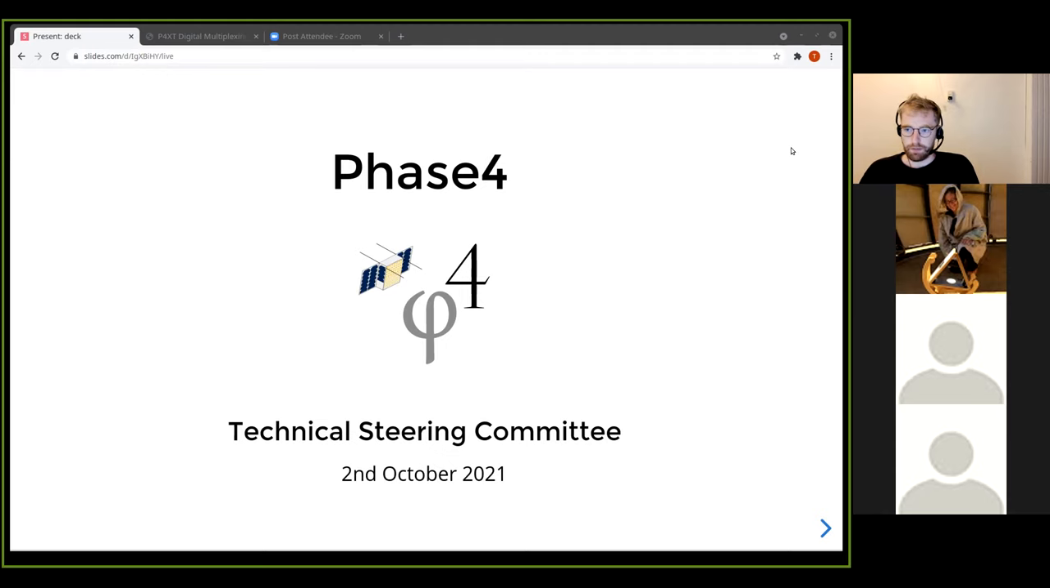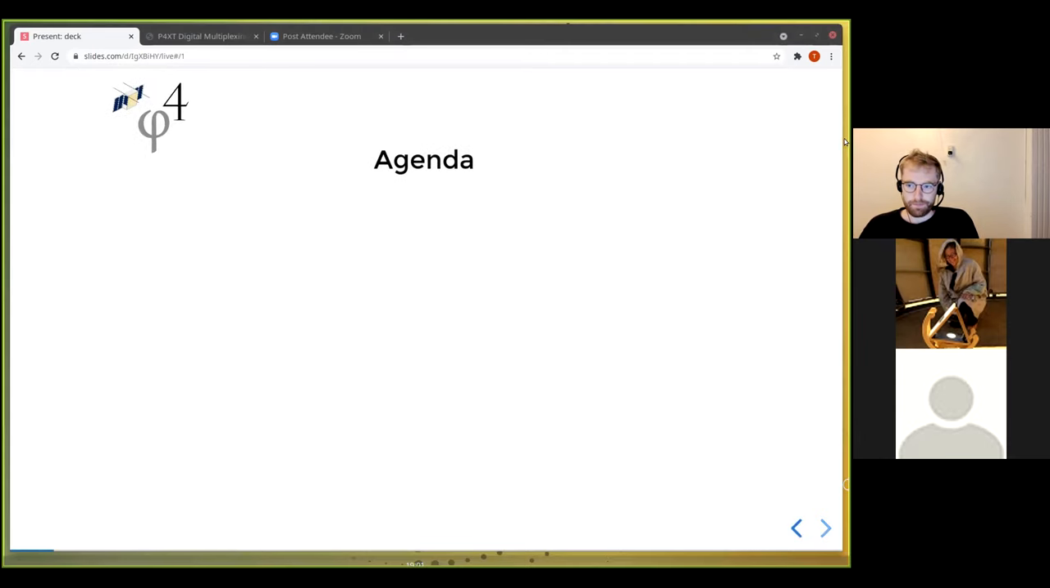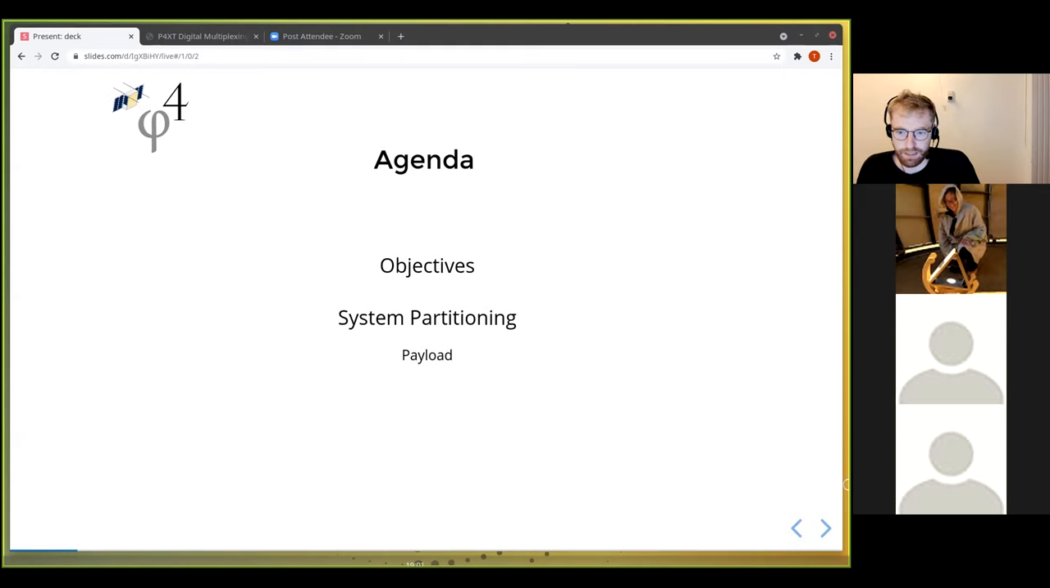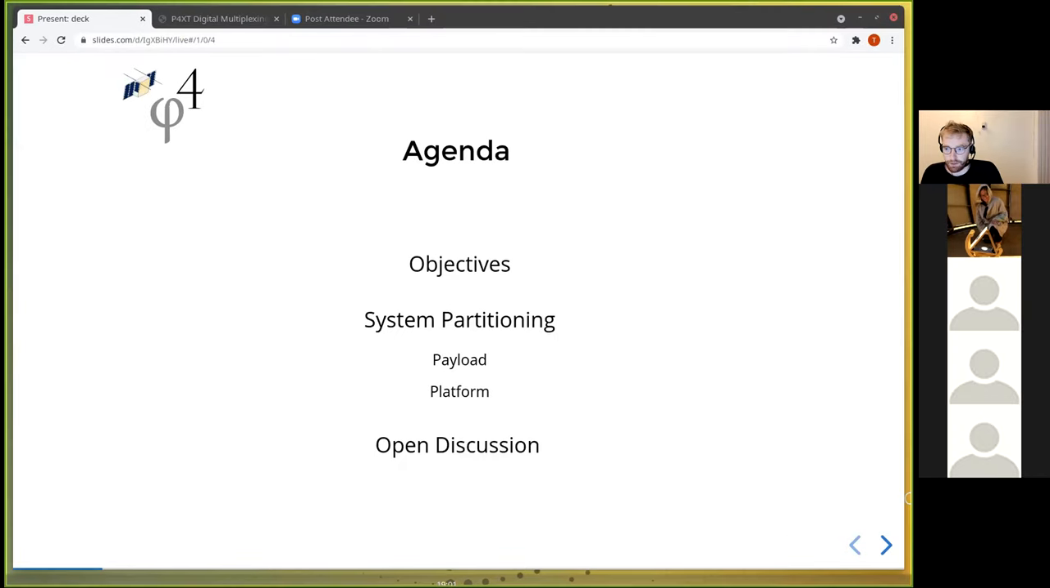So let's see if this will work. Yeah, so I thought the agenda of these slides is a quick review of the objectives of what I hope the technical steering committee can achieve. And then a quick look at system partitioning, because there's really two main sections as I see it: the payload and then the platform. And then finally, we can have an open discussion. But that's not to say that people can't jump in at any point. Feel free to jump in if you have anything to say.